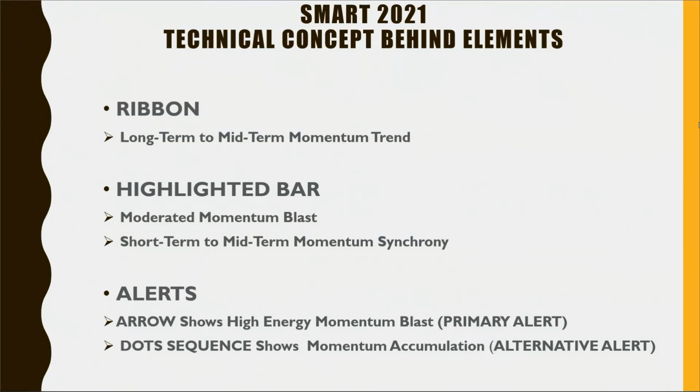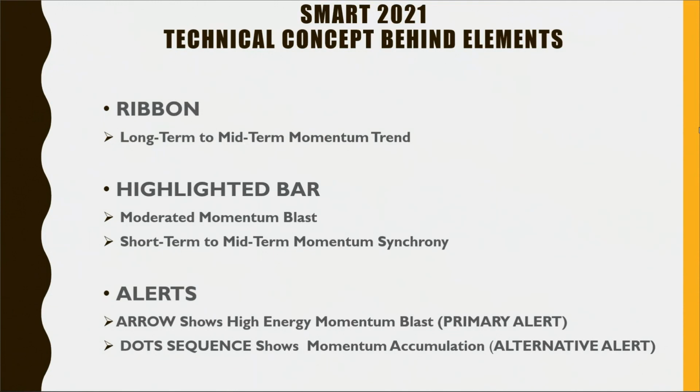The ribbon, you remember, the lower part of the chart. The ribbon is, for us, a strategic indicator. The bar or the candle highlighted shows the short-term momentum blast, as well as the synchrony between mid-term and short-term momentum. So the SMART 2021 highlighted bar condition is eminently a tactical indicator. Finally, we have to talk about the alerts. What's the technical concept behind the alerts? Both alerts are directly related to very short-term momentum, more or less explosive momentum.